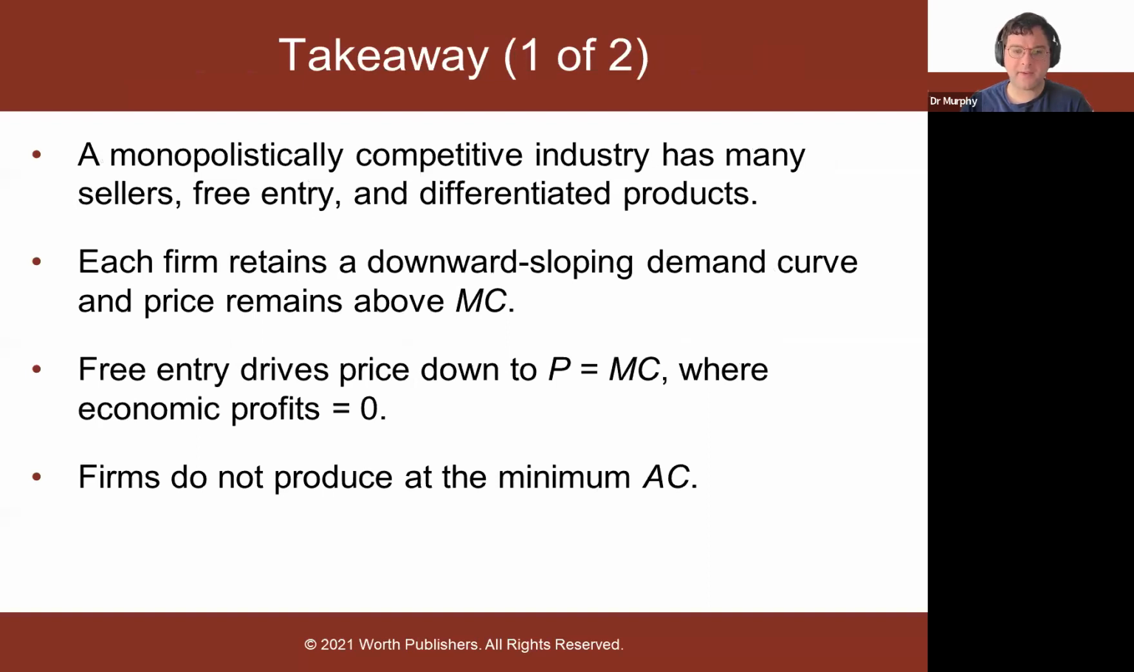So the takeaway from this week's lecture is that a monopolistically competitive industry has characteristics of both the monopoly and the perfectly competitive market. It has many sellers and buyers like a competitive market. It has free entry and exit like a competitive market. But all the sellers have differentiated products, similar but different. Consequently, each firm faces a downward sloping demand curve and can price above marginal cost, even though they end up earning zero economic profits. But these firms do not produce at the minimum average cost.